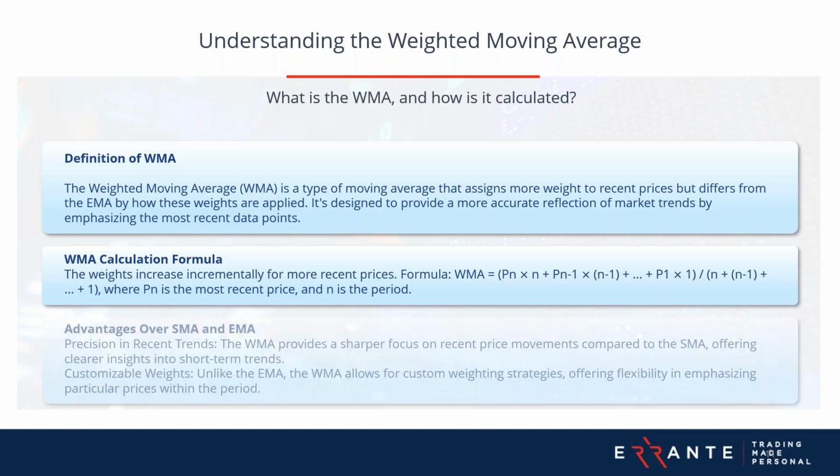The advantages of the WMA become evident when compared to its counterparts, the SMA and EMA. Against the SMA, the WMA stands out for its ability to provide a closer, more immediate reflection of market dynamics by bypassing the lag that often accompanies simple averages. Compared to the EMA, the WMA offers an alternative by allowing analysts to specifically tailor the weights applied to the prices, providing a different perspective on the market's direction.